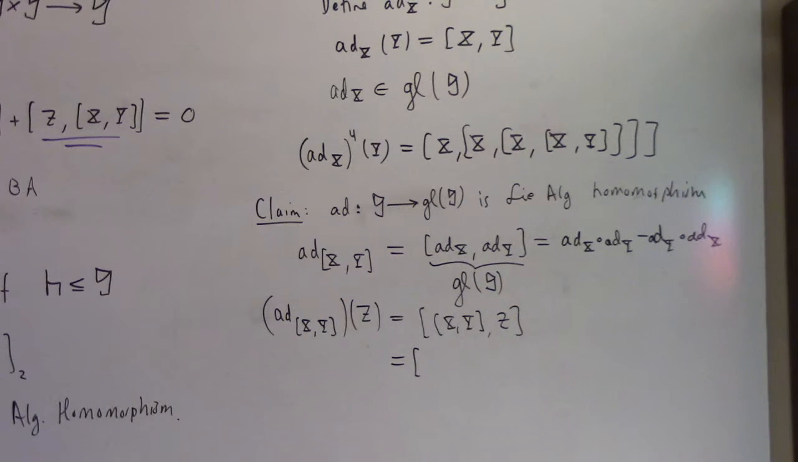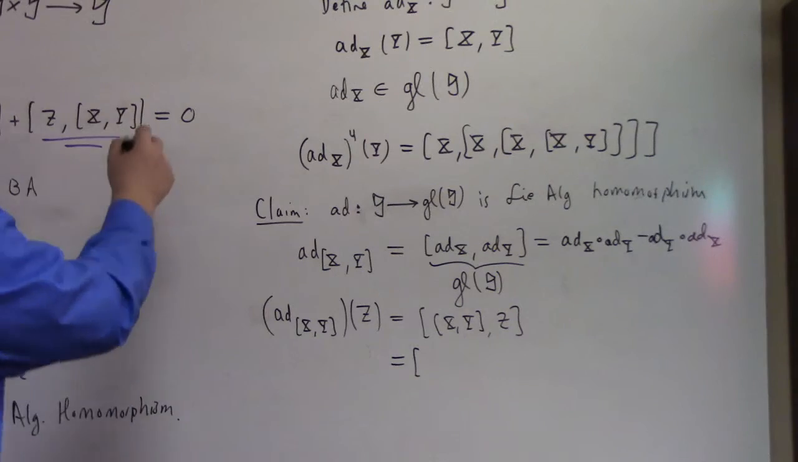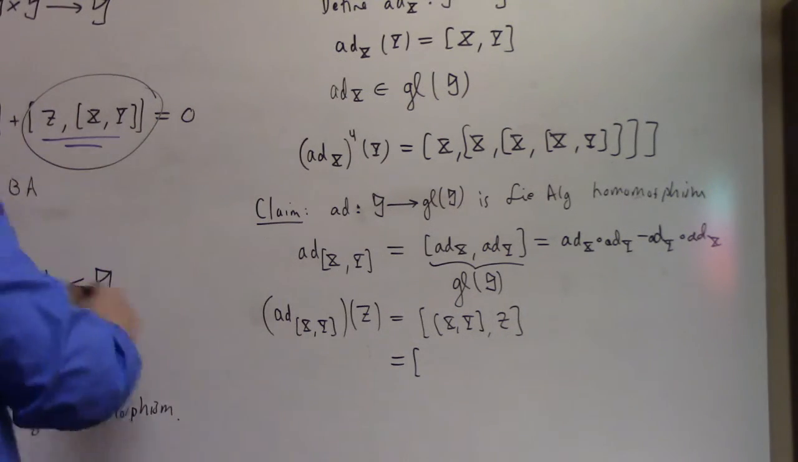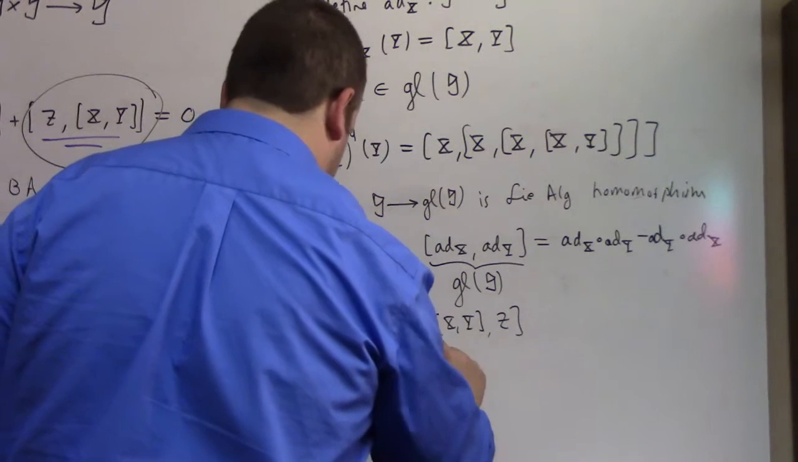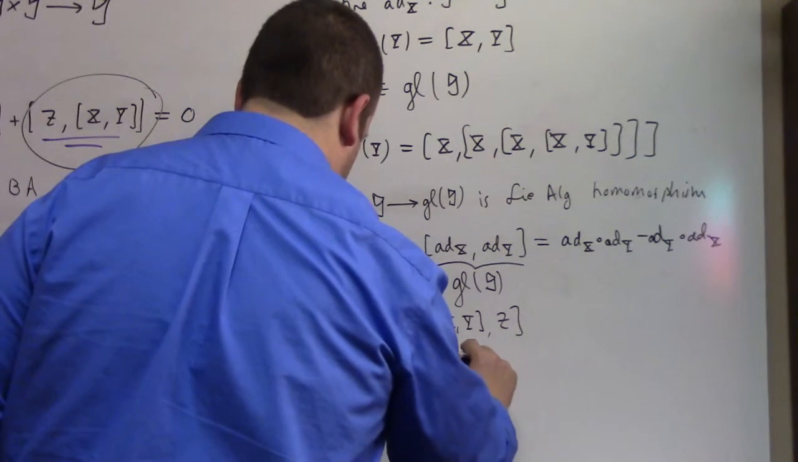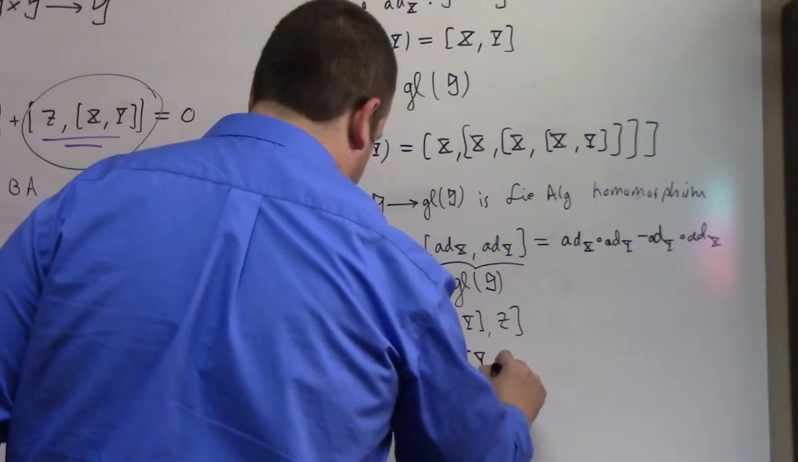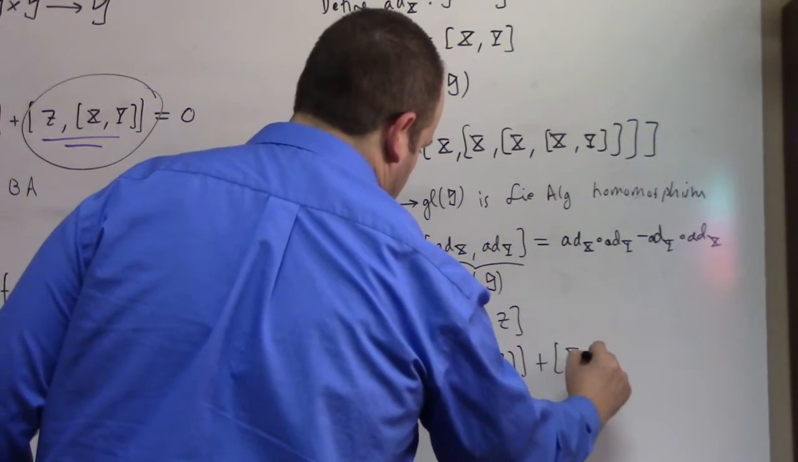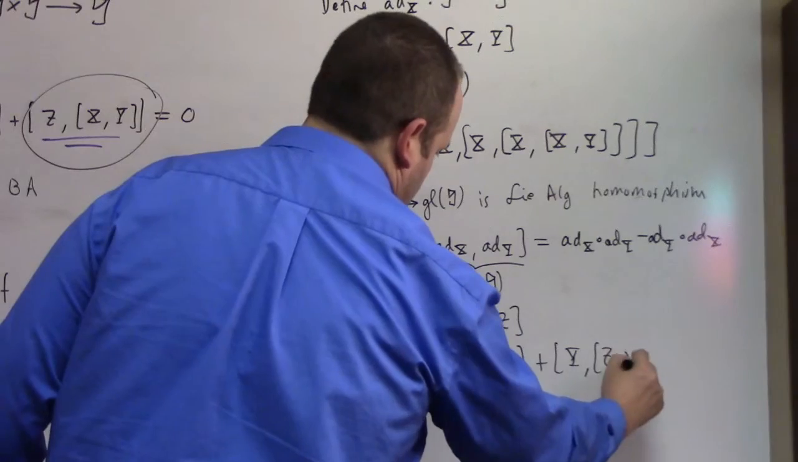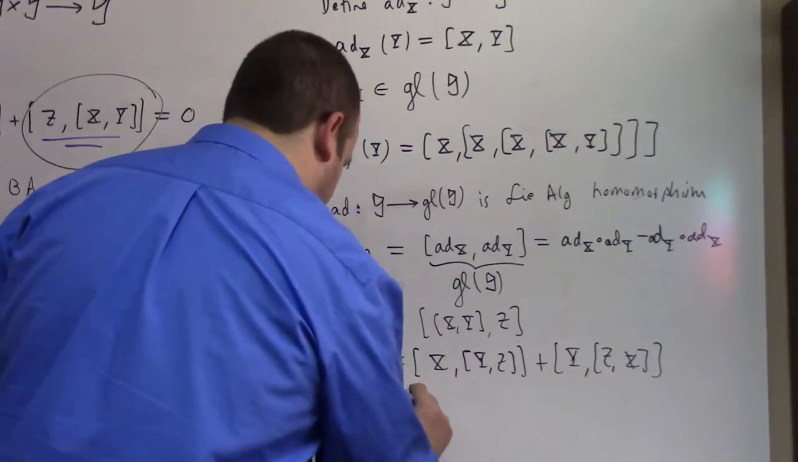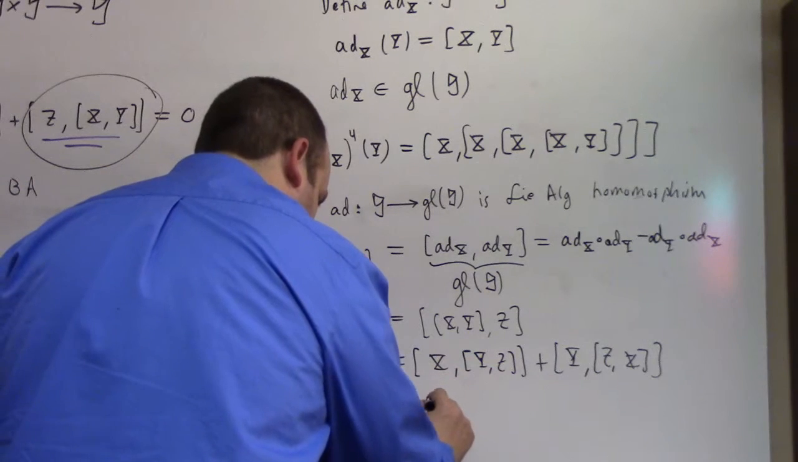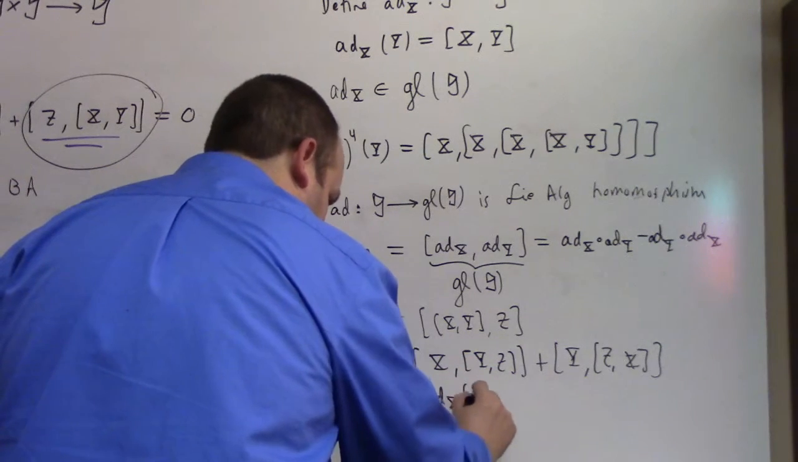What are we going to do here? I guess I want this one. But I mean, put that on the other side, so it would be x, y, z plus y, z, x. And that would be add x of that bracket.